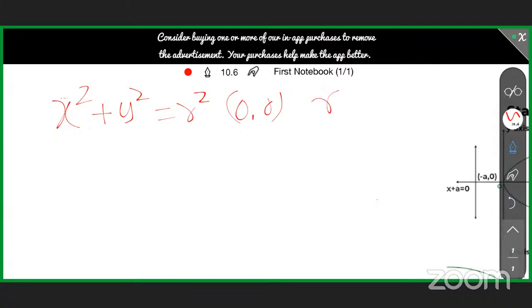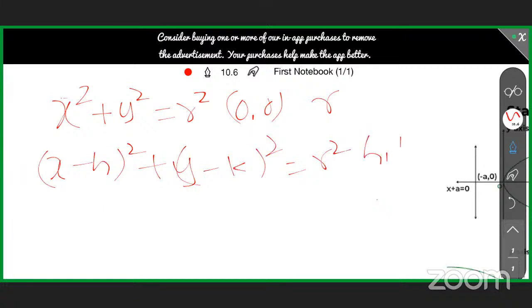We also discussed another circle equation, for when my center is not at the origin, but away from the origin, somewhere apart from the origin. Then my equation is x minus h whole square plus y minus k whole square is equal to r square, where my center is h comma k and my radius is r units.